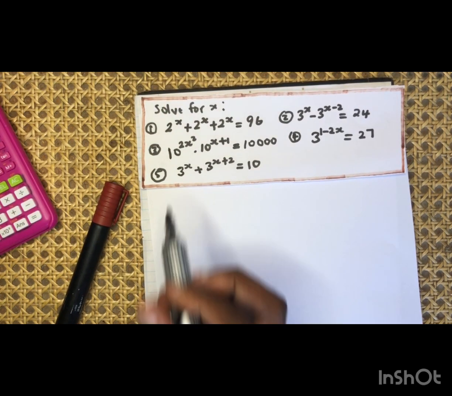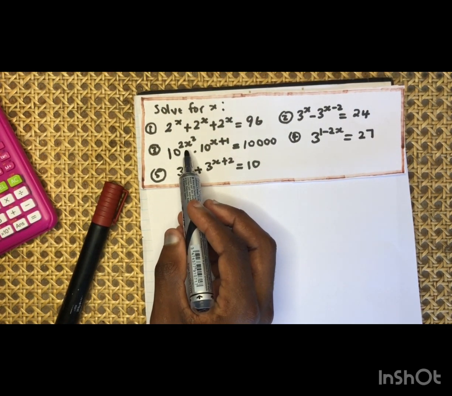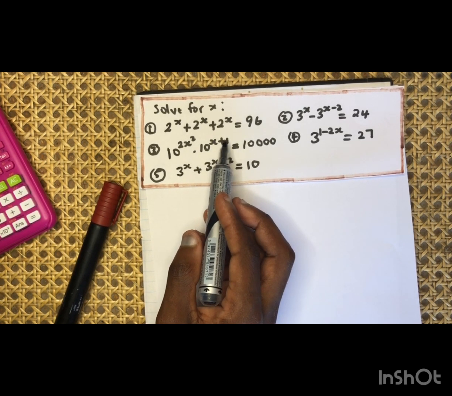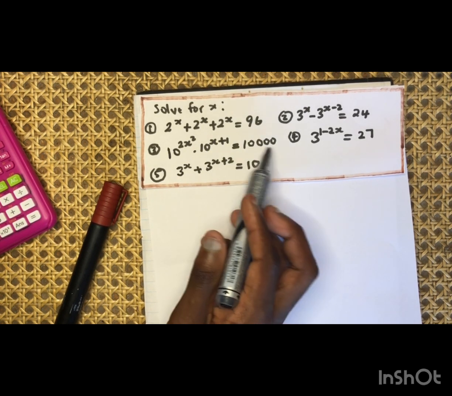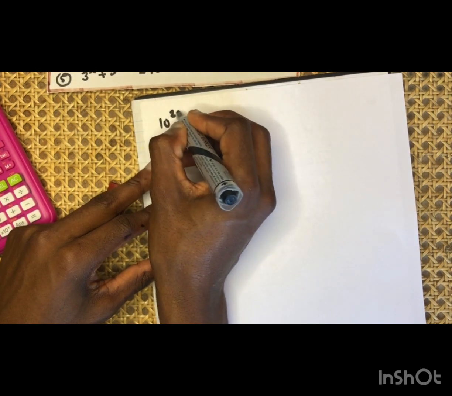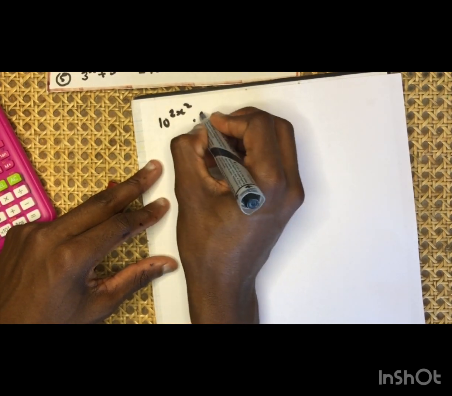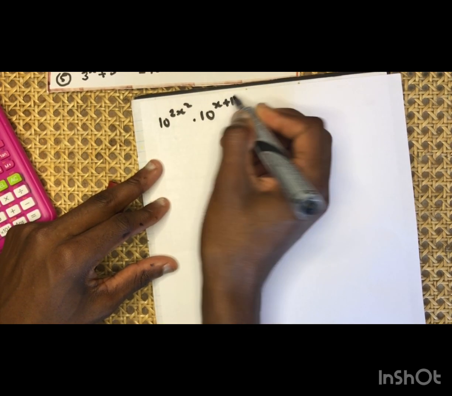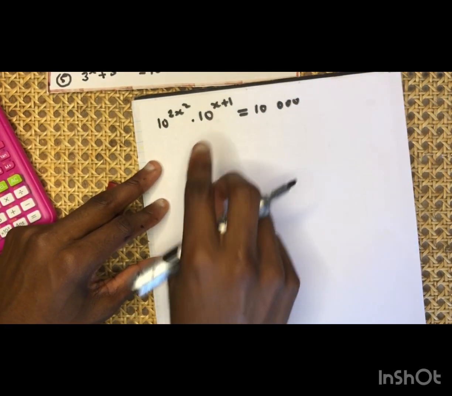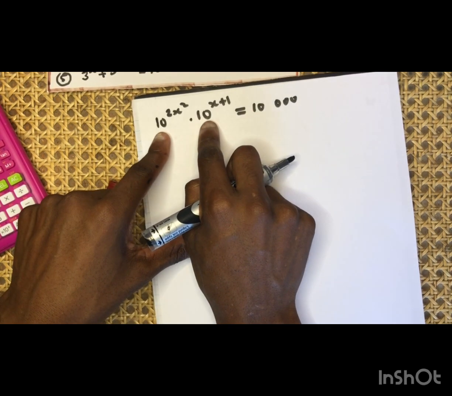Then if we go to number 3, number 3 is easy. Again, we are given 10 to the power 2x squared times 10 to the power x plus 1 equals 10,000. Right. So this question is 10 to the power 2x squared times 10 to the power x plus 1 equals 10,000. Now, guys, what do you notice about these bases?